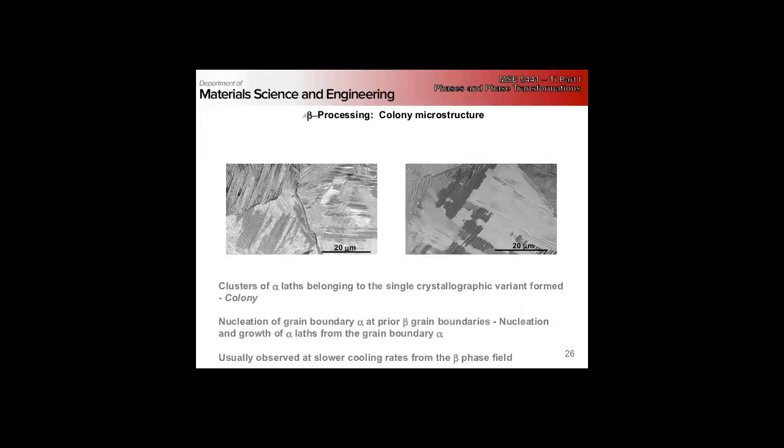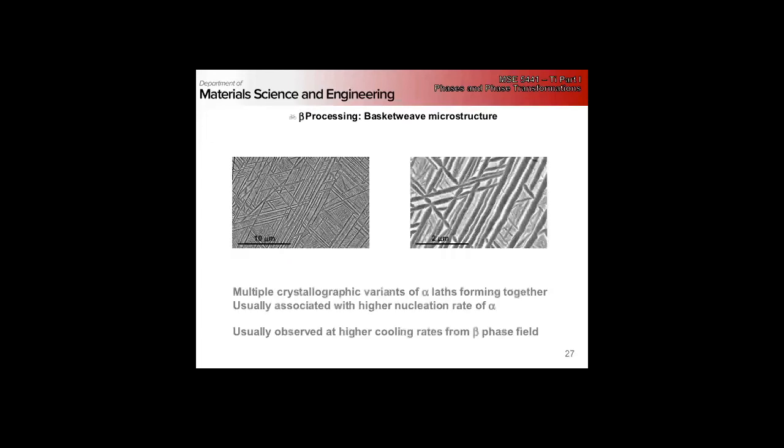It looks pretty good, right? We nucleate grain boundary alpha here, right? And then the growth of these laths comes from the grain boundary. If we speed up our cooling, right, we get multiple crystallographic variants of our alpha laths that all form together, right? We have a much higher nucleation rate, right? And we get a tangle of different variants that tend to form these nice triangles, right?